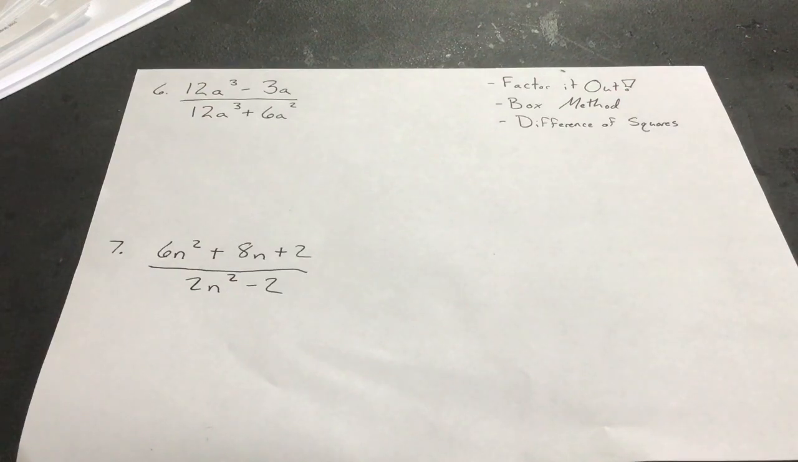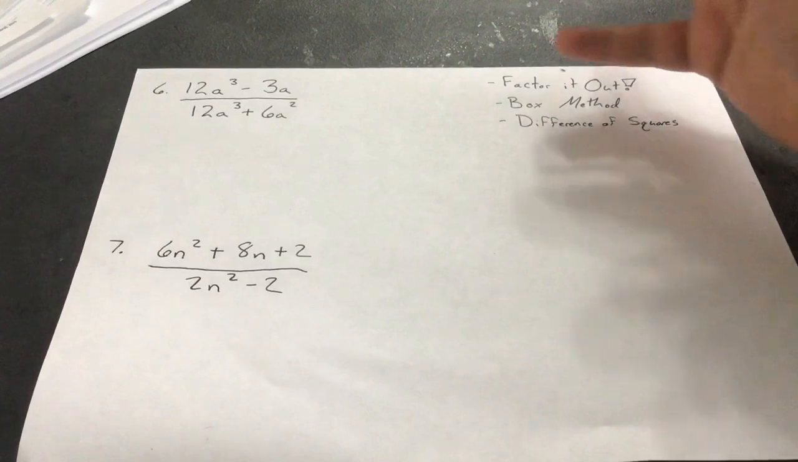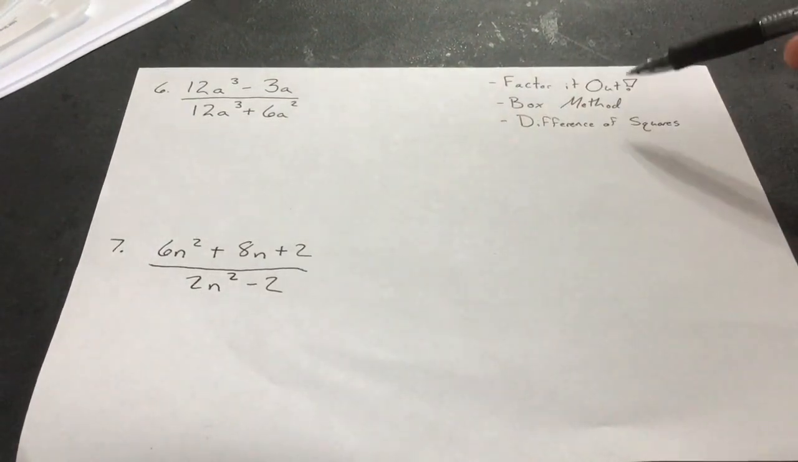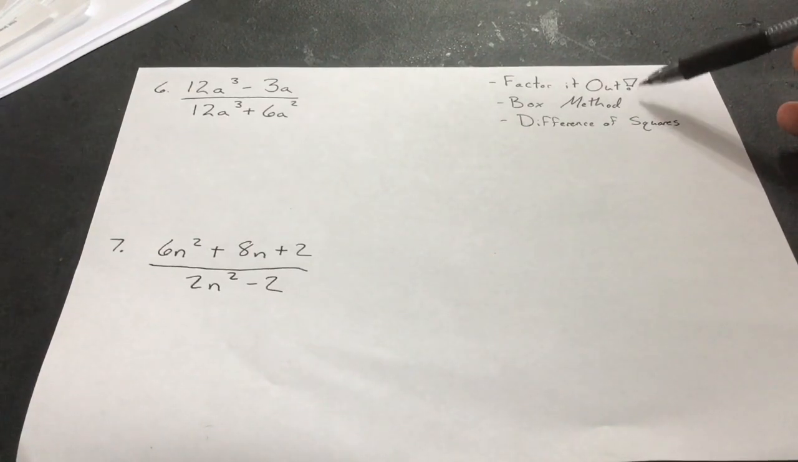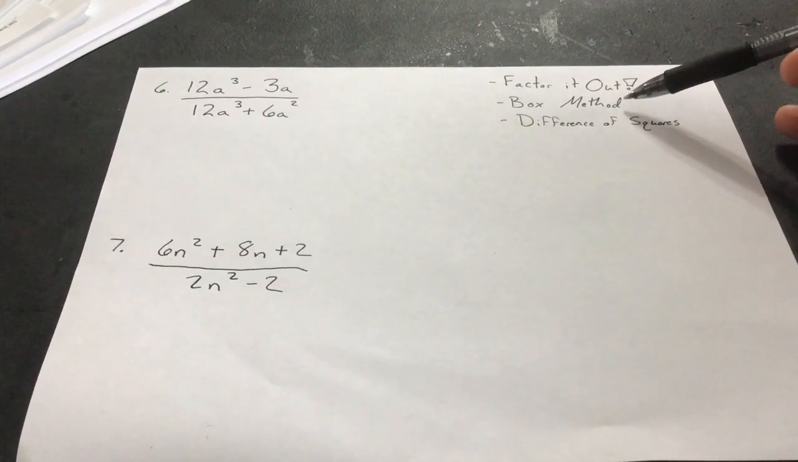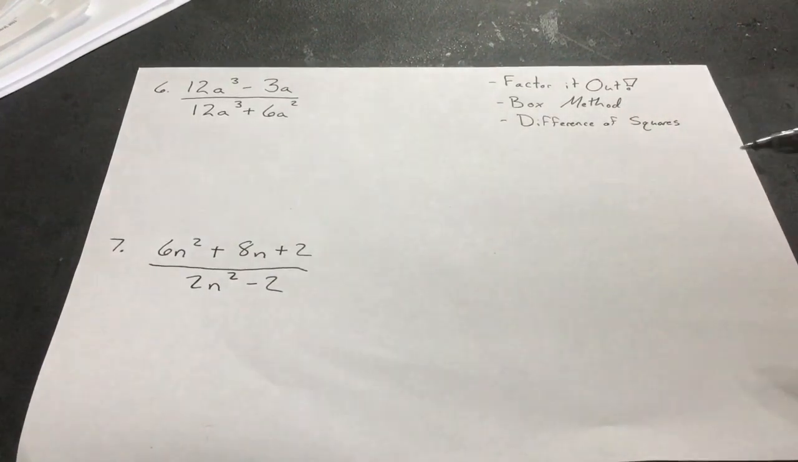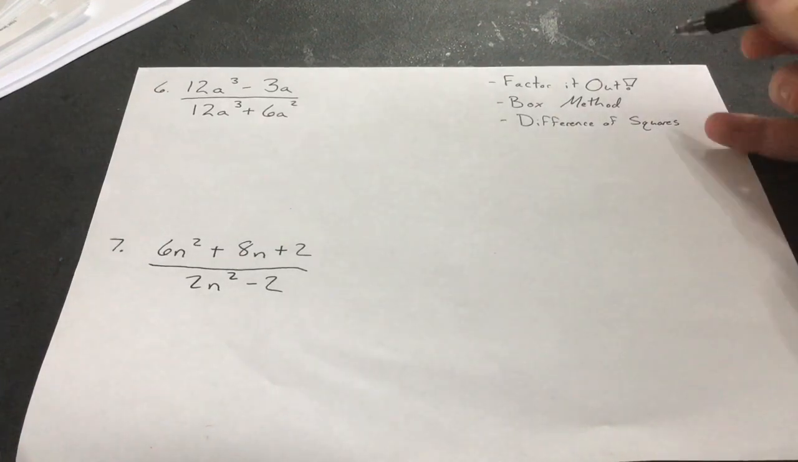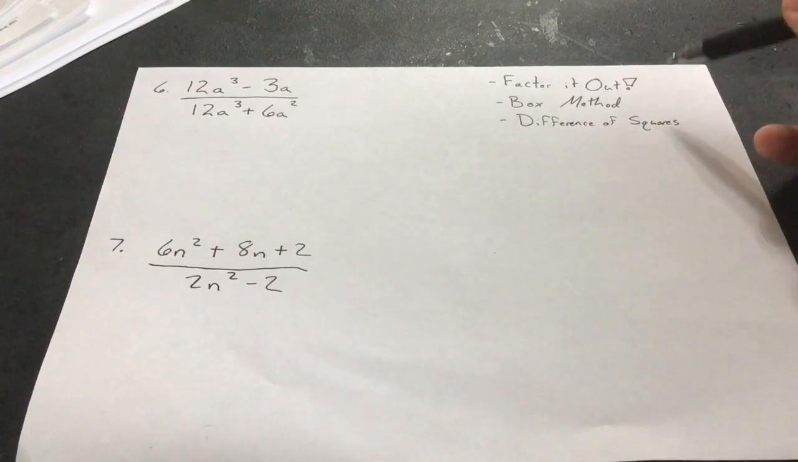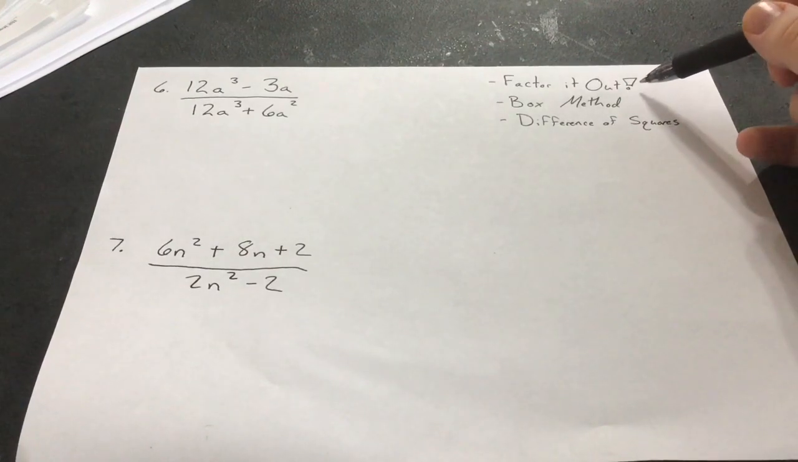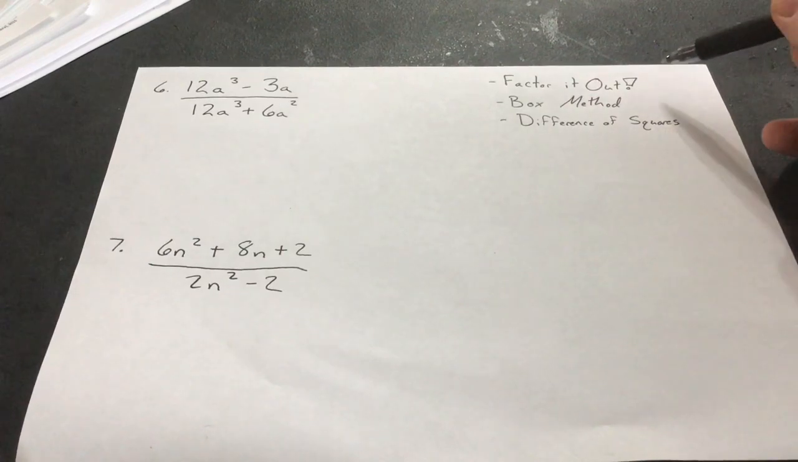Now, the way to do this is by taking a look at all the numerators and denominators and applying factoring methods to them. The first step we always want to look at when trying to simplify a numerator or denominator is asking ourselves, can we factor it out? And if we can't, then we want to go to the box method or difference of squares. Factoring it out means seeing, is there anything that all the terms have in common? Are they all divisible by a certain number or a certain variable that we can take out?